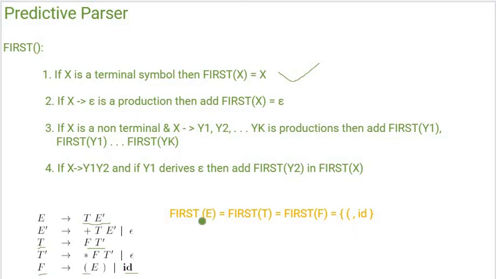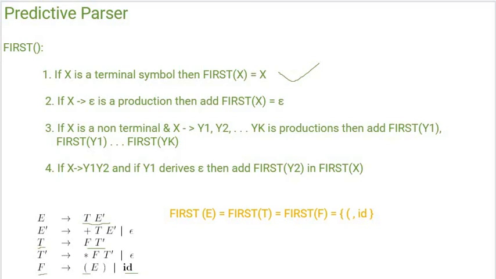So first of E is first of T. First of T is first of F. And first of F is nothing but first of open bracket and first of ID. First of open bracket is open bracket and first of ID is ID, because they are terminals. Hope it is clear for you.